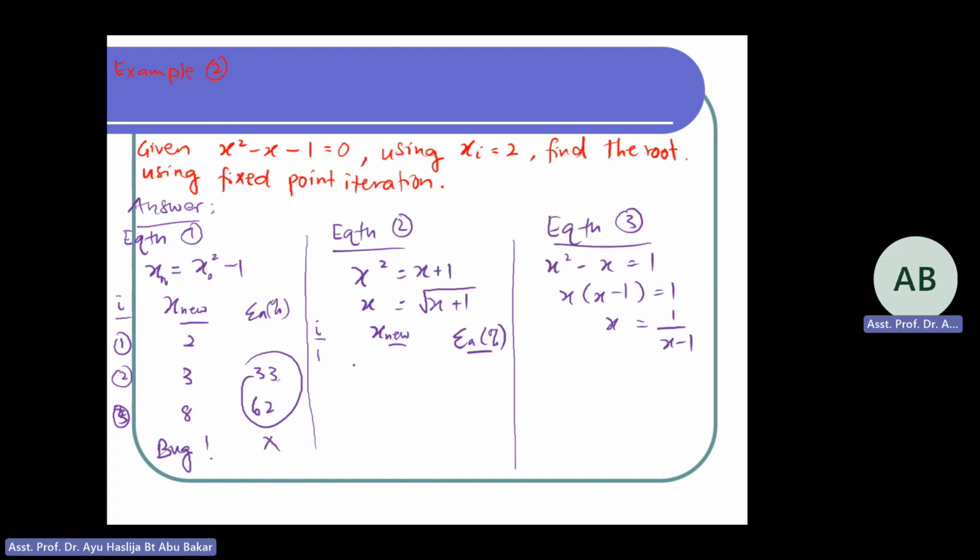Equation 2, what you get for the first iteration is 2. The second iteration, what do you get? 1.7. EA? 15%. EA is in modulus, regardless of any sign. EA is positive. How about the third iteration? You get, Abbas, you get what?